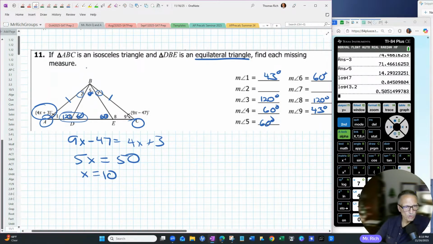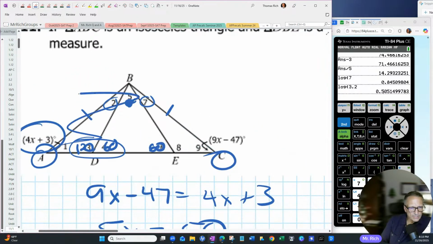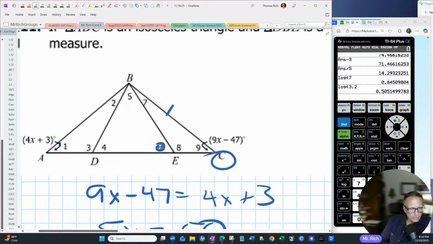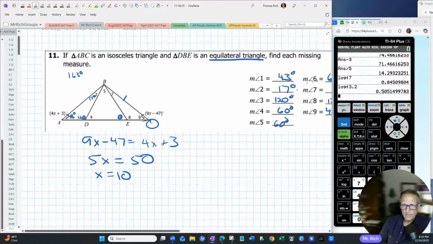And what we can do is work with the inner triangle right here. We knew that this was 43 degrees, and that this was 120, right? So when you add 120 and 43, that gives you 163, leaving me 180 minus 163, or 17 degrees for both angles 2 and 7. So that would be our last two angles, 17 degrees.